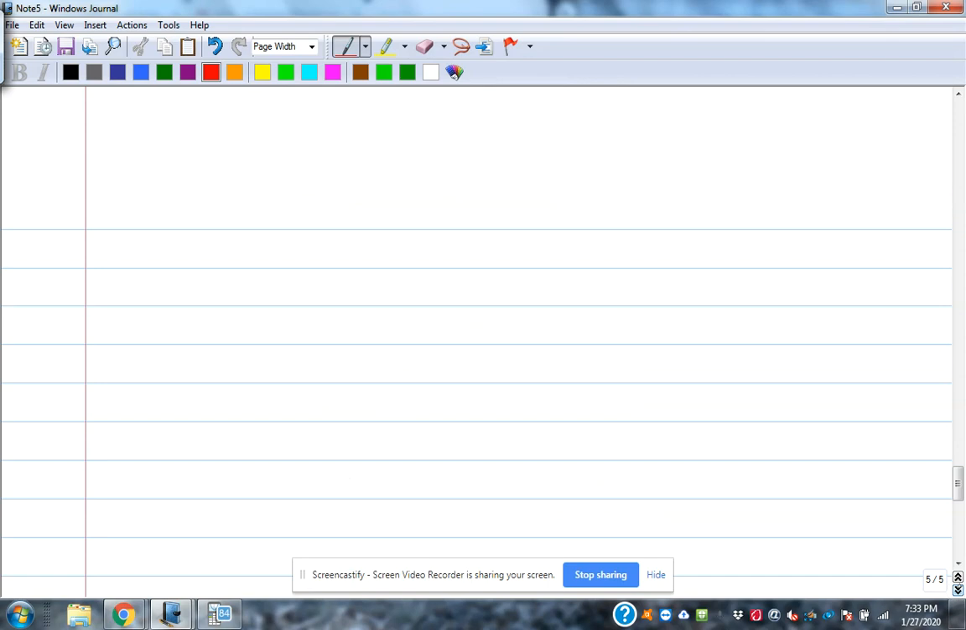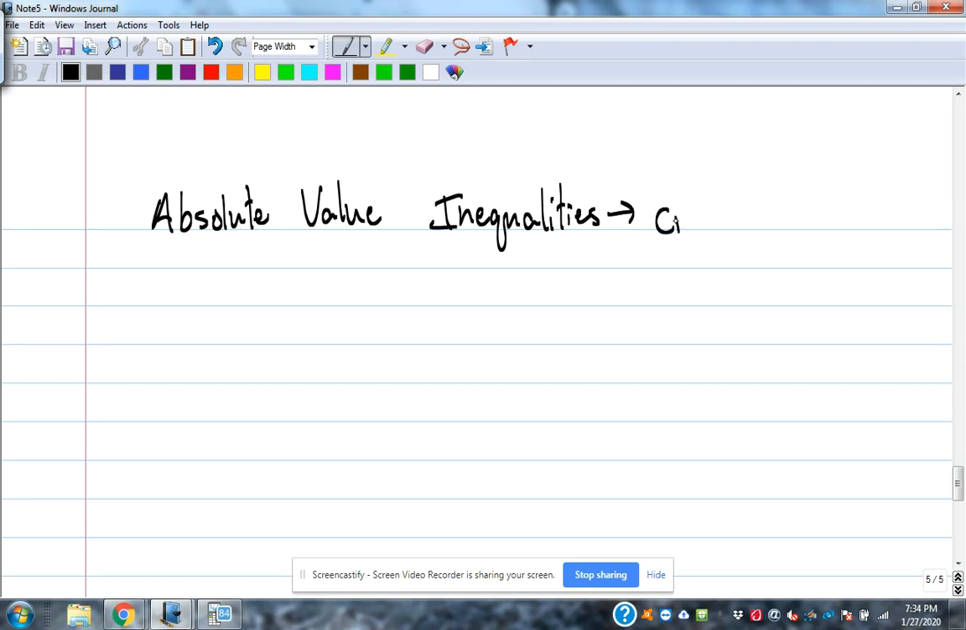Let's look at inequalities, which is the same section, but it's inequalities with absolute value. So with absolute value inequalities, these create compound inequalities.